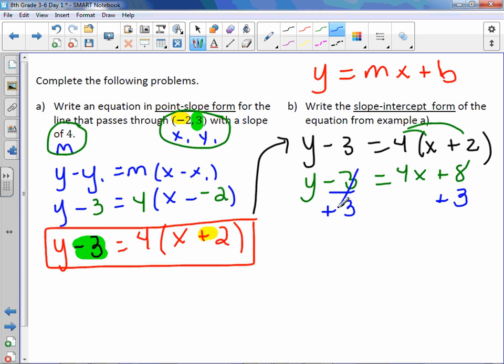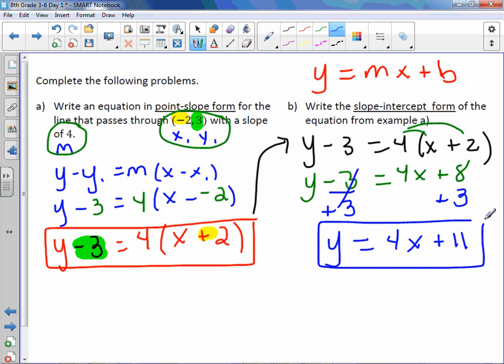These cancel and leave me with y equals 4x. I didn't do anything to that, so bring it down. And then positive 8 plus 3 is positive 11. And that is your equation in slope-intercept form. It's called slope-intercept form because 4 is the slope, which if I check back in my question, it is, and 11 is your y-intercept. So if you were to look at this as a graph, the 11 would be where it intersects the y-axis.